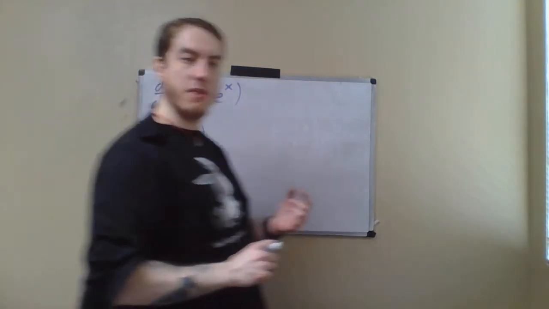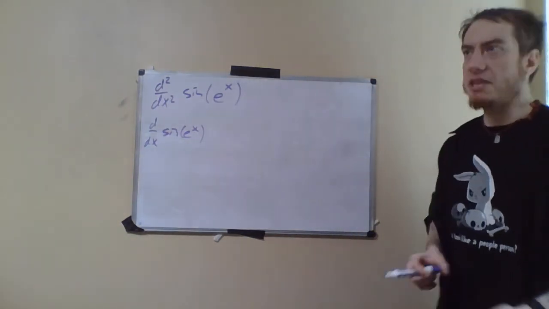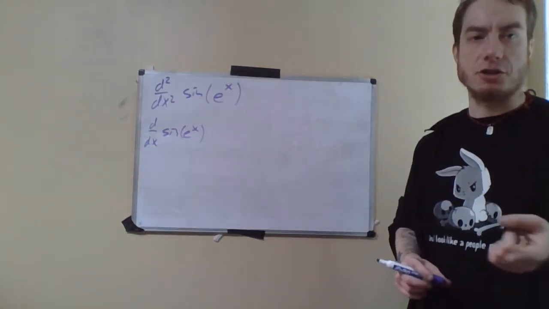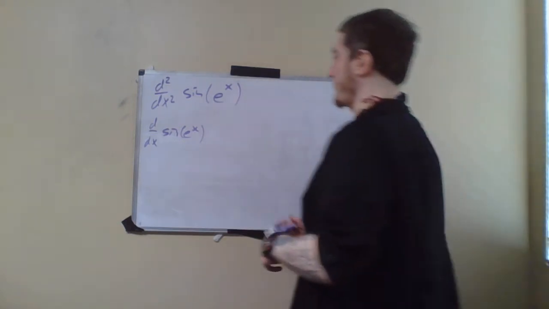Obviously, to find a second derivative, we have to find the first derivative first, generally speaking. Maybe there's some exception where you can just see the second derivative immediately, but usually you're going to have to find the first derivative first.